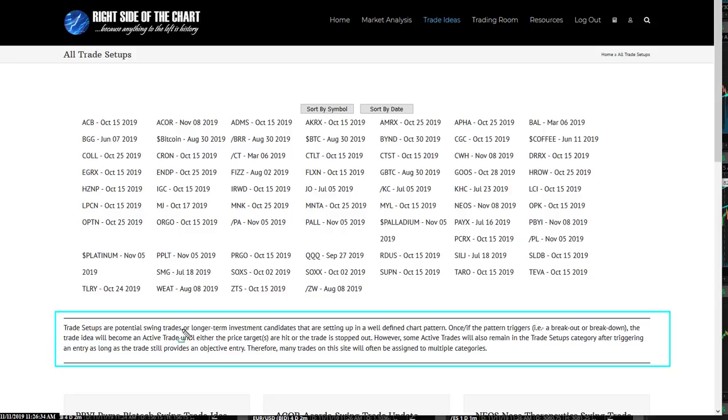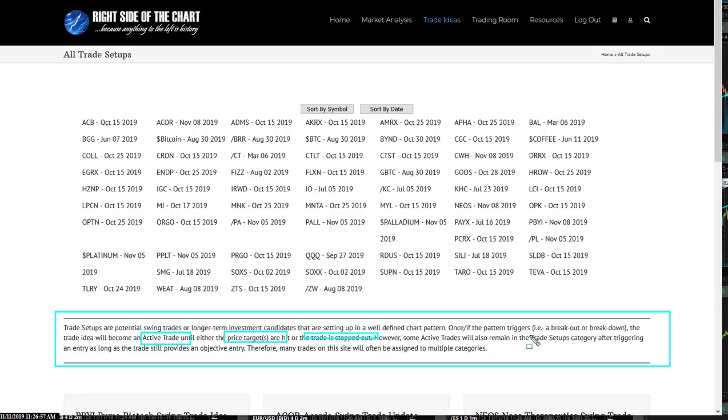Trade setups are potential swing trades or longer-term investment candidates that are setting up in a well-defined chart pattern. Once and if that pattern triggers, in other words, a breakout or a breakdown of a bearish pattern, the trade idea will become an active trade until one of 2 things happens: either the price target or final target is hit, or the trade is stopped out.